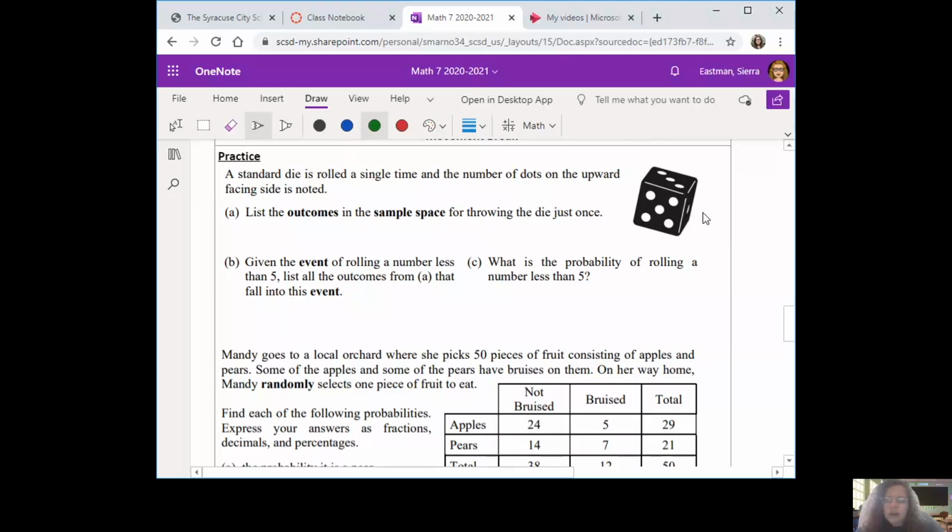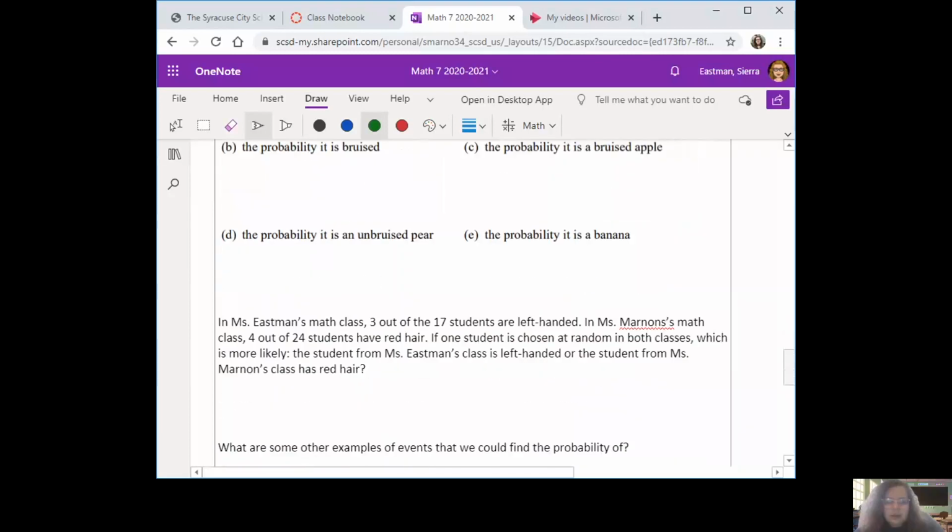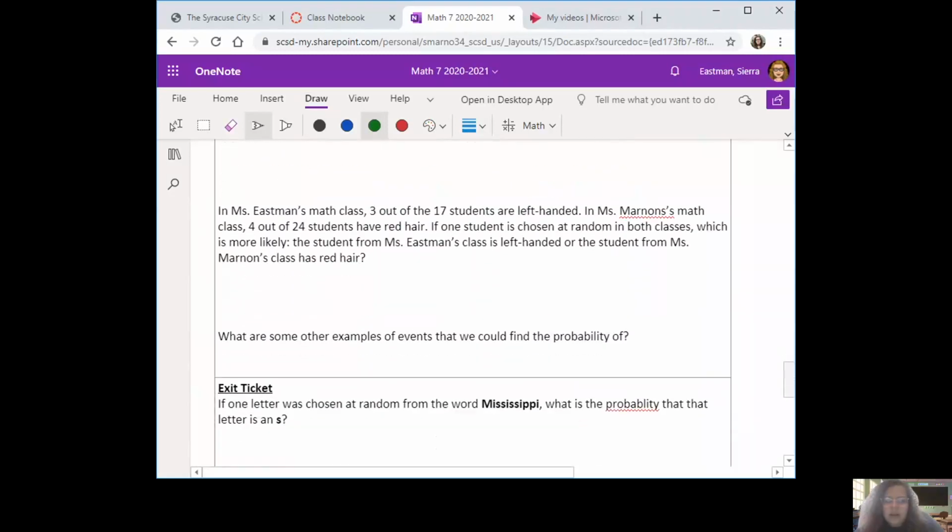And this situation is talking about dice. We have a chart here talking about apples and pears that are bruised and not bruised, or dented, like fruit can be sometimes. And then we have a last question about some students in my class versus Miss Marin's class. We're going to find two different probabilities again and figure out which one is more likely. We have a space for any other examples that you guys can think of.